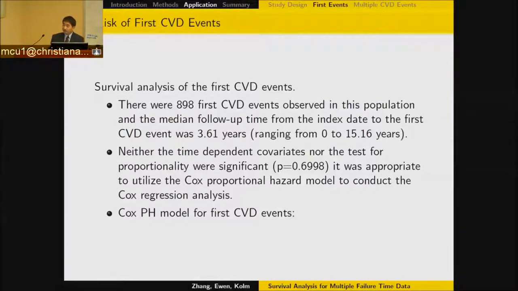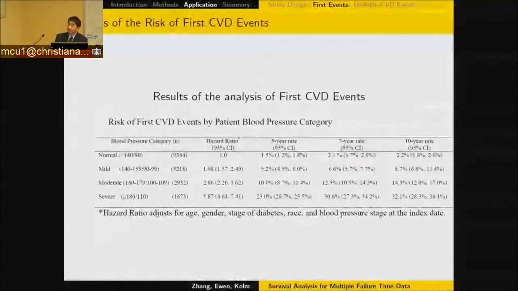If we just use the Cox model for the first CVD event, we will see these results. We can look at the risk of first CVD events by patient blood pressure category. We can see this is normal, this is mild hypertension, this is moderate hypertension, and this is severe hypertension. And then we can see the hazard ratio.